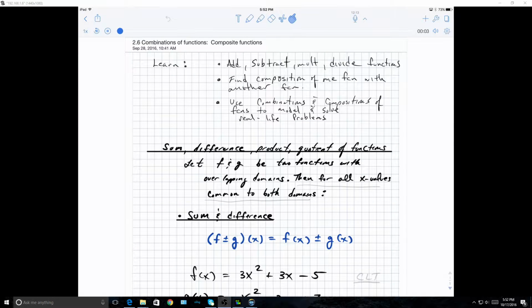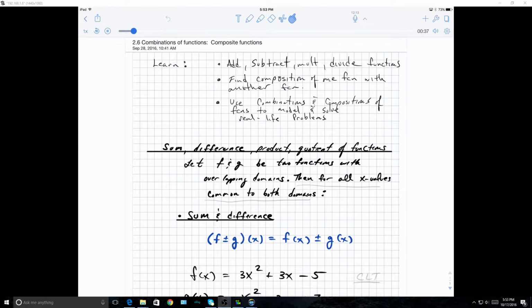2.6 Combination of Functions, the composite functions. We're going to learn how to add, subtract, multiply, and divide functions, and find compositions of functions with another function, so we'll find one in relation to the other. And we'll use combinations and compositions of functions to model and solve real-life problems. That'll be coming in lecture. But for the tutorial, we're just going to look at these basic properties here.